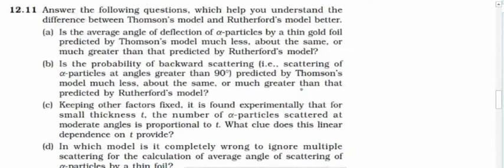Answer the following. Is the average angle of deflection of alpha particles by a thin gold foil predicted by Thomson's model much less, about the same, or much greater than that predicted by Rutherford's model? It will be almost the same. And what is the reason? Because we have taken the average angle of deflection. As you have taken the average angle of deflection, you will get almost the same.